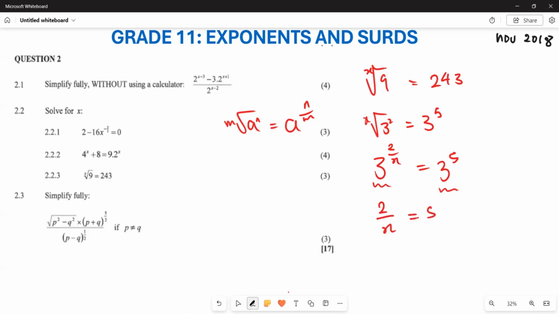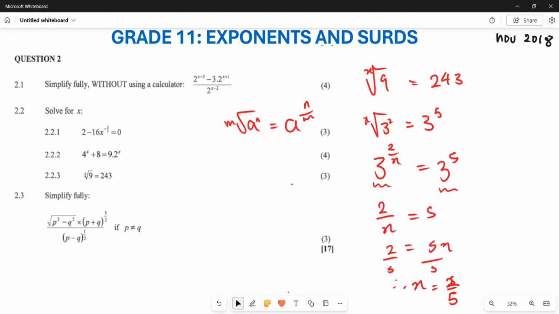Then you're going to cross multiply, right? When you cross multiply, this is the same as 2 equals 5x. You divide by 5 here, you divide by 5 here, which means now the value of your x is going to be 2 over 5. So basically that is going to be the value of your x.